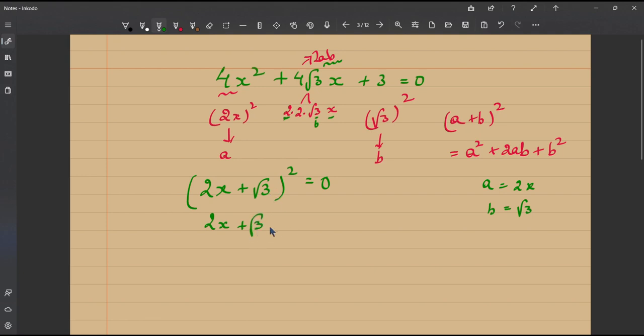So, taking the square roots on both sides, you arrive at 2x plus root 3 is equal to 0, or 2x is equal to minus root 3, which implies that x is equal to minus root 3 by 2. These are repeated roots because both the factors are the same. Minus root 3 by 2 is a repeated root. So, this is the solution for our quadratic equation: x is equal to minus root 3 by 2.